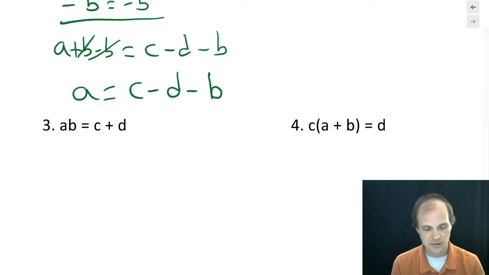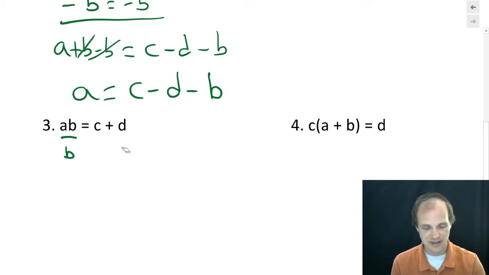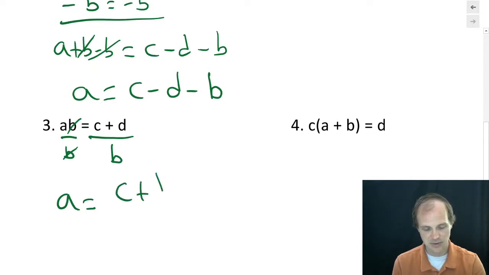All right, our next one, we're solving for a. We just need to get rid of that b, so we're going to divide both sides by b. What did I do wrong? Right, I can't just divide c by b. I have to divide the entire side, c plus d, by b. So make sure that when you're doing algebra, dividing, multiplying things, that you're doing it to the entire side, not just one part of the side. My b's cancel here, and I just get a equals c plus d over b.